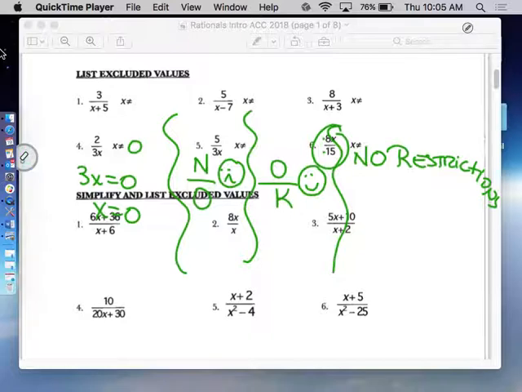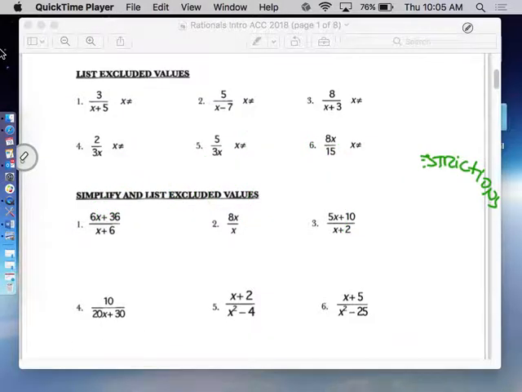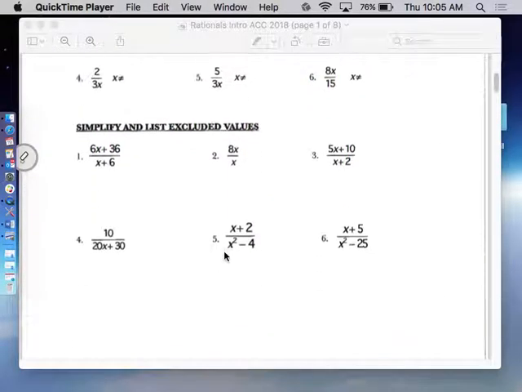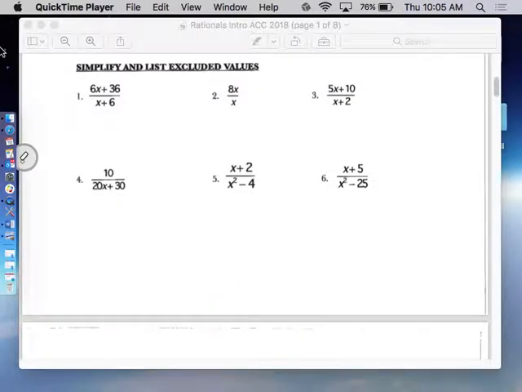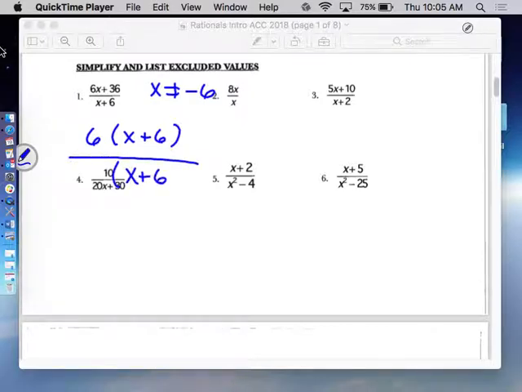Okay, let's move on and look at a few more skills. Next up would be to simplify the expression and list the excluded values. So a problem like number 1, looking at the denominator, x is not allowed to take on the value of -6. And next, simplify. So look at the numerator, remove the GCF, and then I have the binomial x plus 6 in the denominator. Since I have a complete binomial factor of x plus 6 in the numerator, this is what I would divide out of the problem, and my simplified answer would be 6.